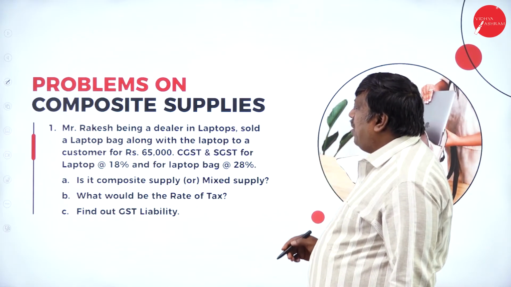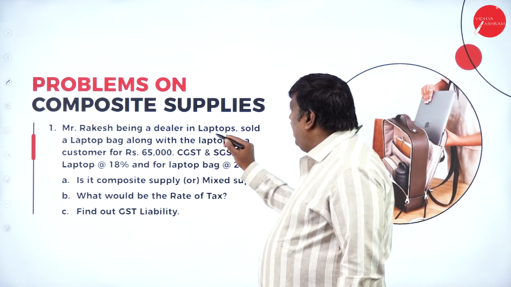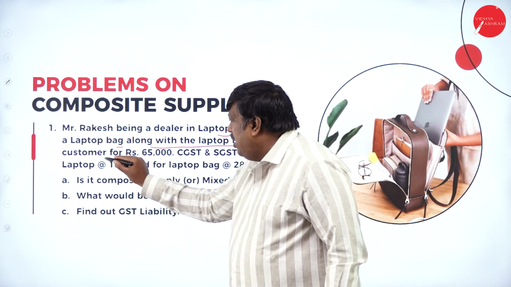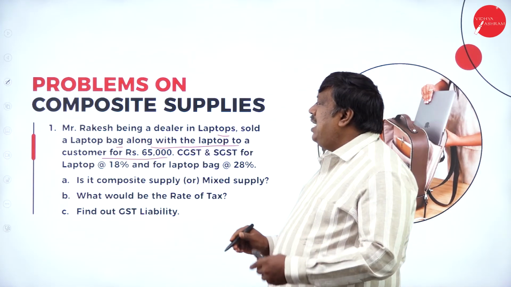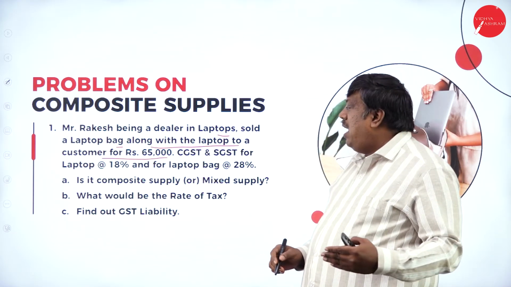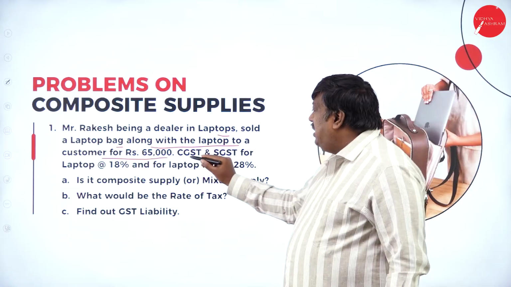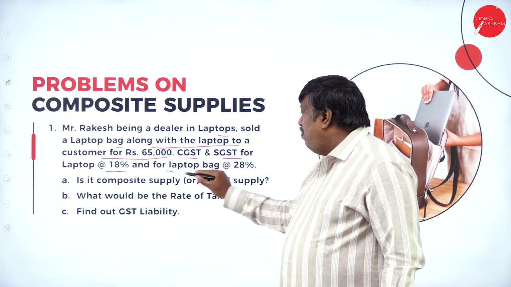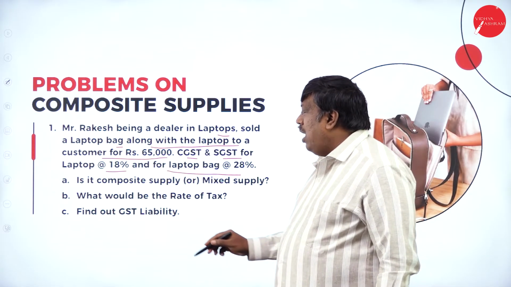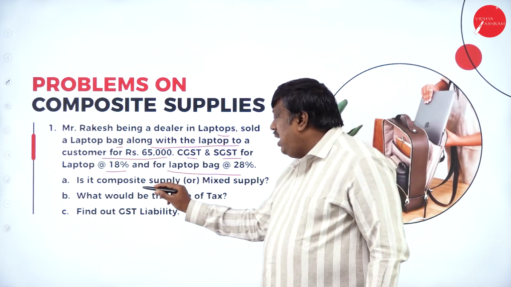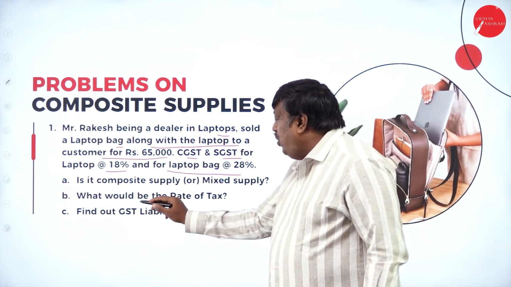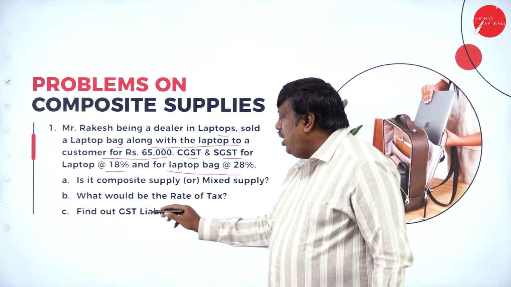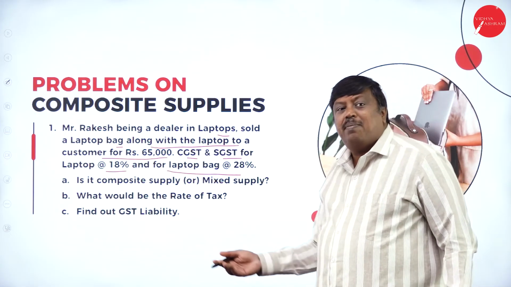First problem, on composite supply. Mr. Rakesh, being a dealer in laptops, sold a laptop bag along with the laptop to a customer for rupees 65,000. So I'm selling a laptop with the bag at the price of 65,000. The CGST and SGST for the laptop is 18%, for the laptop bag it is 28%. Now the questions they're going to ask: is it a composite supply or mixed supply? What would be the rate of tax to be charged for the 65,000, and find out what is the amount of GST to be paid by the customer.